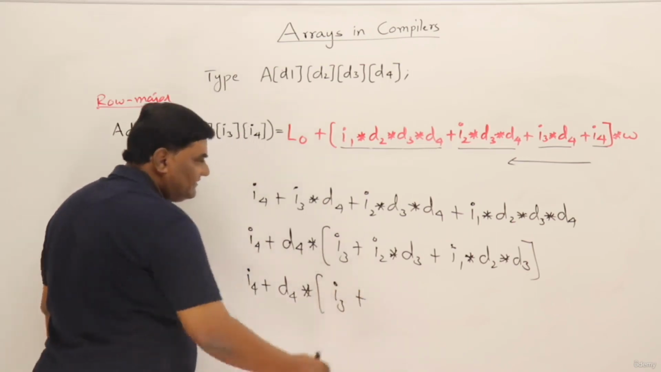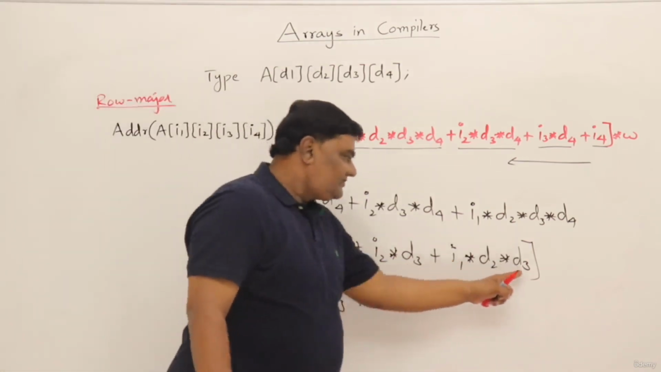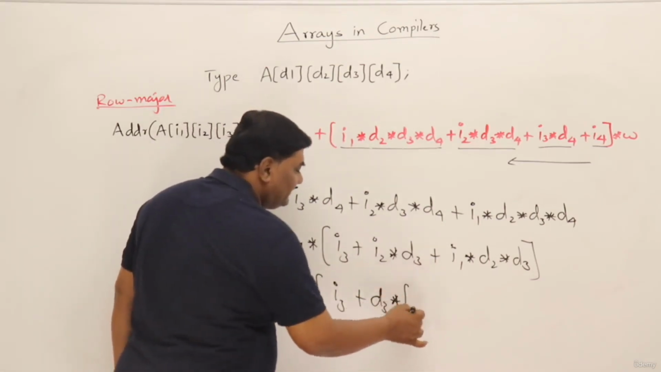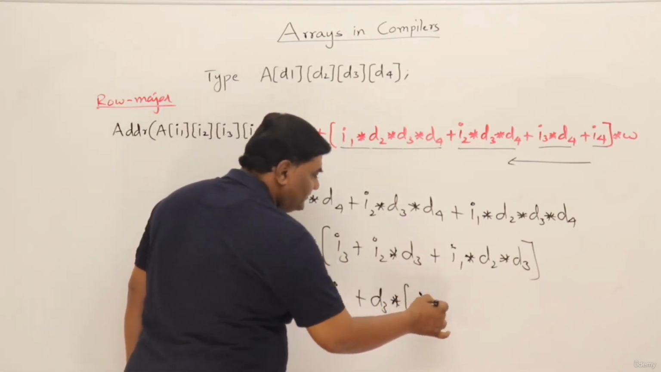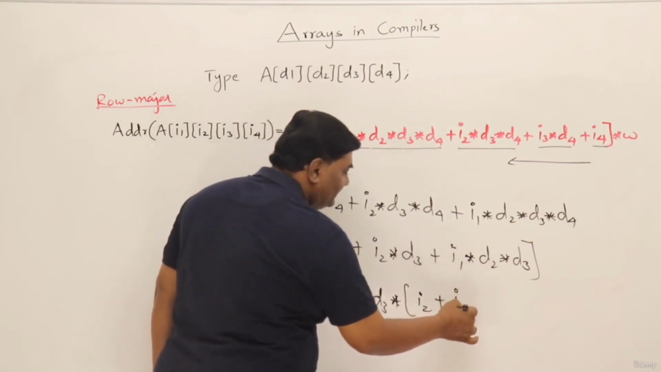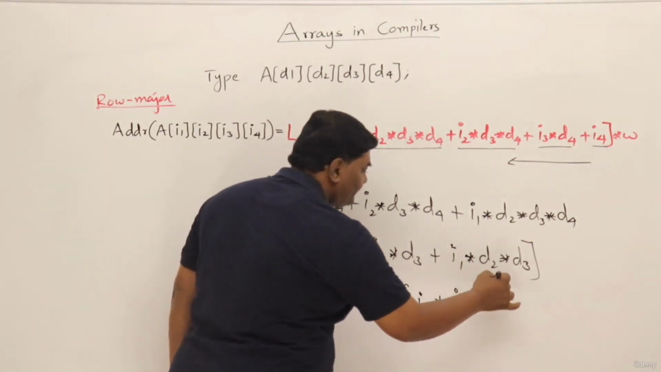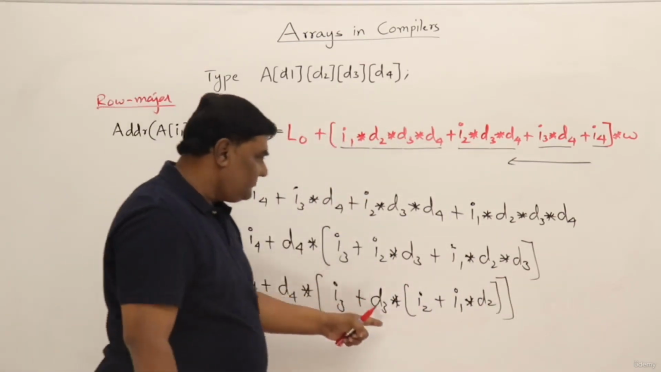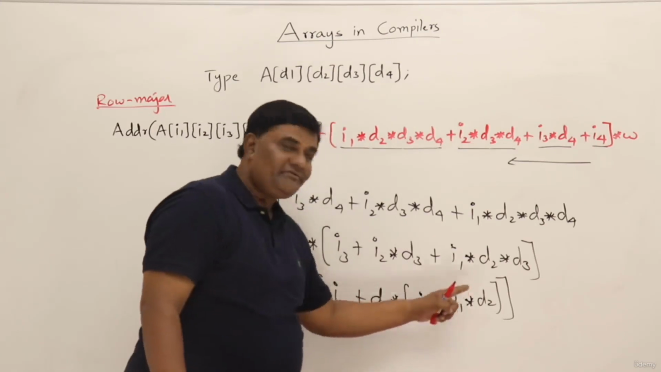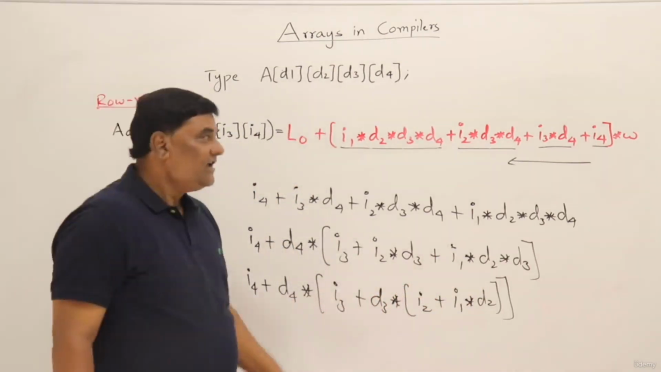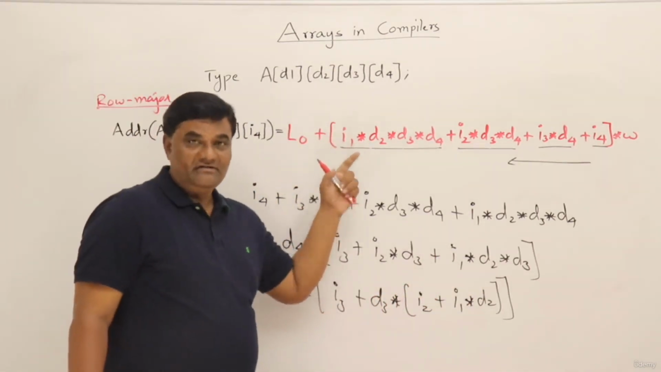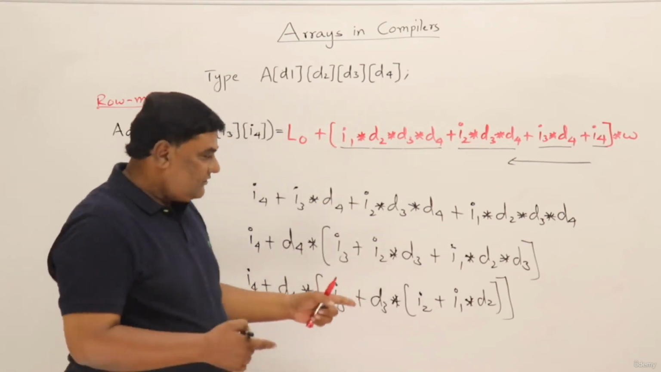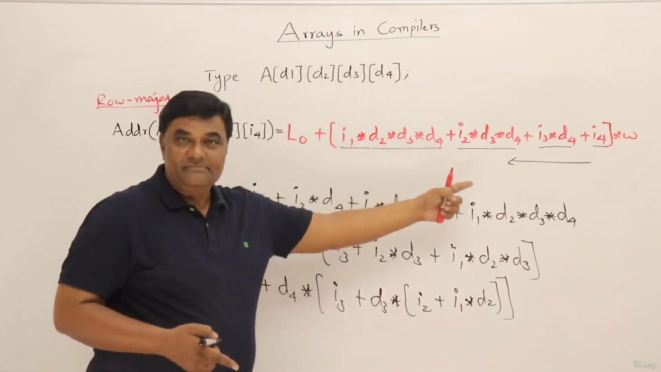I3 plus. Now in these two terms, D3 is common. So I will write down D3 multiplied by I2 plus I1 into D2. So I have taken D4 common and D3 common. Now only two terms are remaining here. Further, I cannot take anything common. This formula can be rewritten like this by taking dimensions as common. Now, this is the same thing that is there inside the brackets.